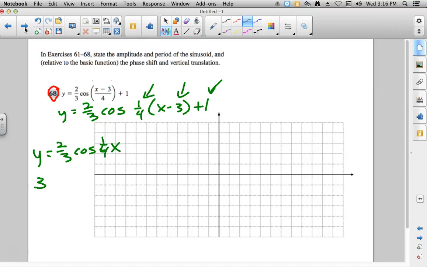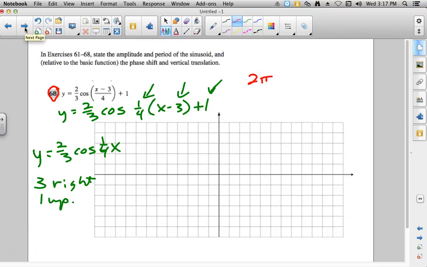So we would go 3 to the right and 1 up. So this is where it gets interesting when we don't see a pi anywhere in anything that we're doing. Then we just go back to the old figure out your parent function and then move it. So our graph, we want to figure out what that new period is.